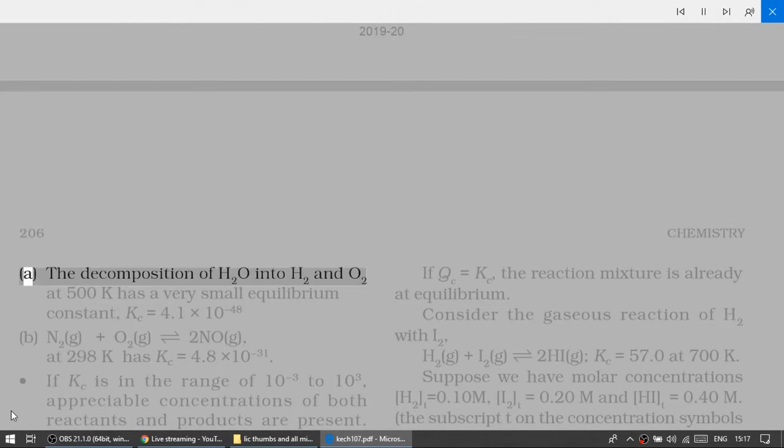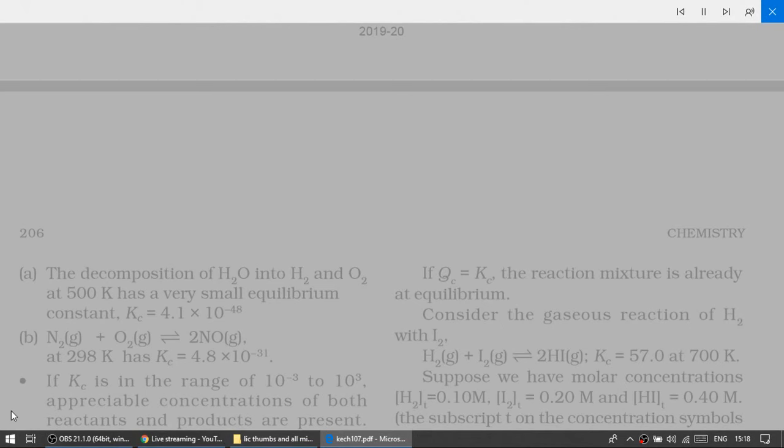The decomposition of H2O into H2 and O2 at 500 K has a very small equilibrium constant, Kc = 4.1 × 10^-48. B. N2(g) + O2(g) ⇌ 2NO(g) at 298 K has Kc = 4.8 × 10^-31. If Kc is in the range of 10^-3 to 10^3, appreciable concentrations of both reactants and products are present.